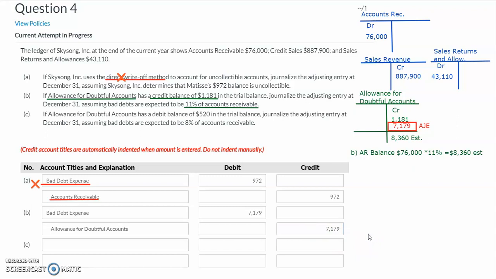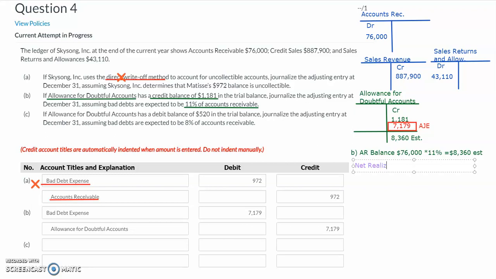And what this does is it reports your accounts receivable at the net realizable value. So the net realizable value is the amount that should be reported on the balance sheet because that reflects the actual amount that we expect to receive from our customers.